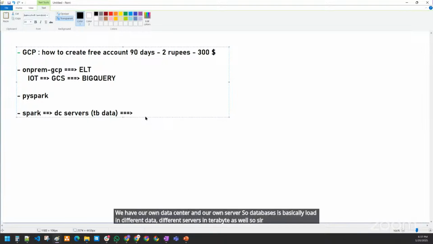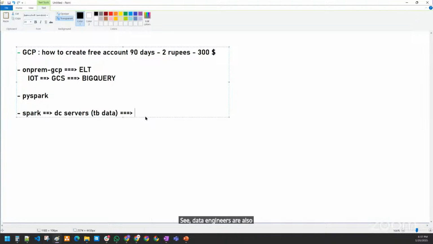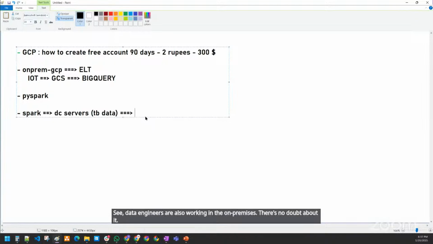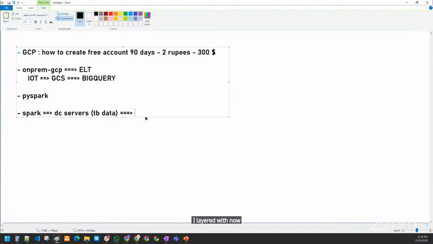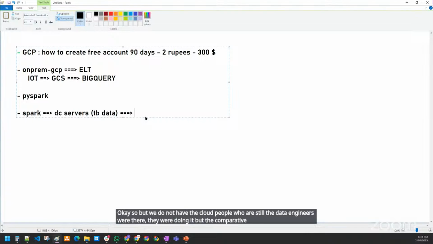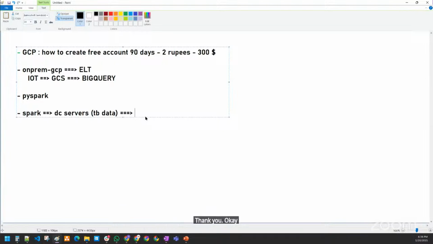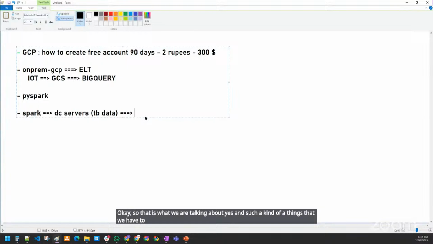Sir, is there any concept of data engineering on-premises that we can do? See, data engineers are also working on-premises, there's no doubt about it. Earlier we did not have the cloud, and the data engineers were still there, they were doing it. But comparatively, the way they work has changed a lot. That is what we are talking about, and such things we have to learn in this course.